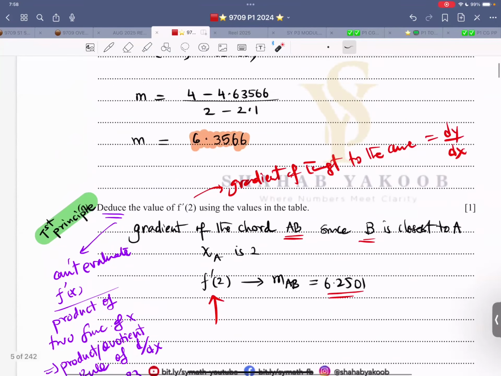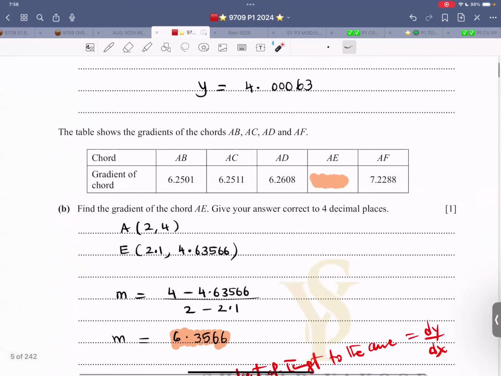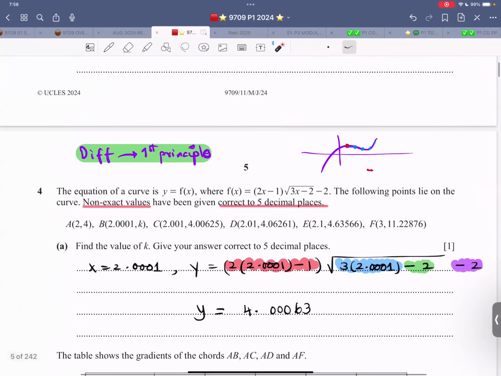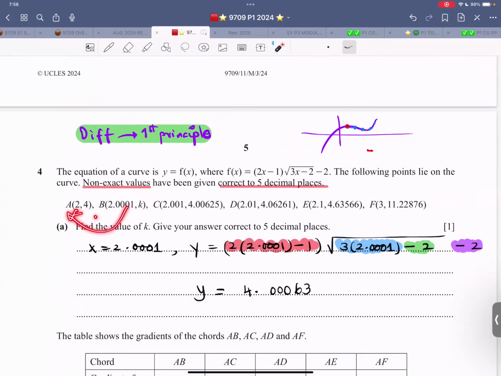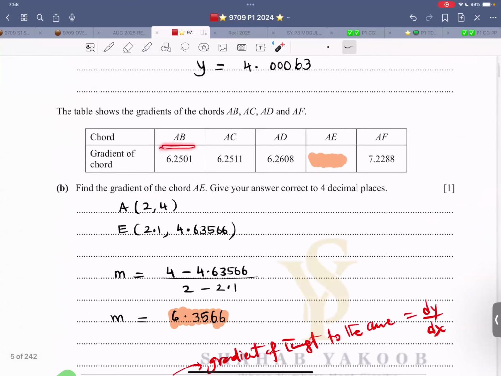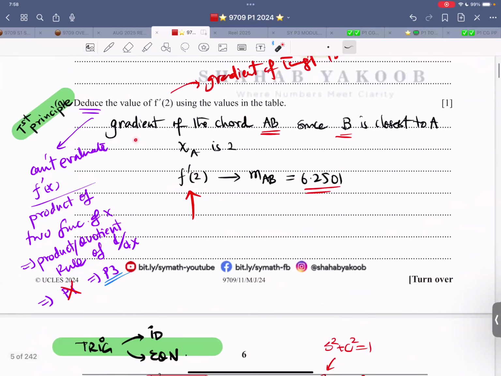So what do we do? Out of all these points, you have to make a good choice. That good choice is, since B is closest to A, therefore the gradient of AB will give the best estimate. It says there, gradient of the chord AB, since B is closest to A, x A is 2, f prime of 2 is 6.2501. That is the answer. So this is the gradient at A.